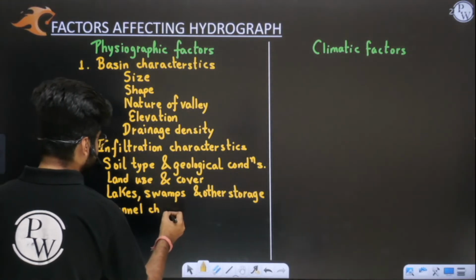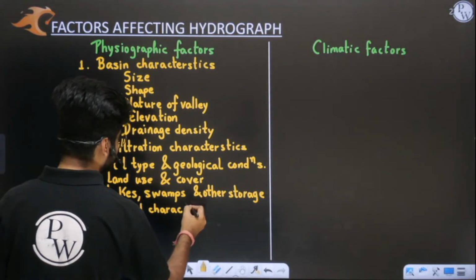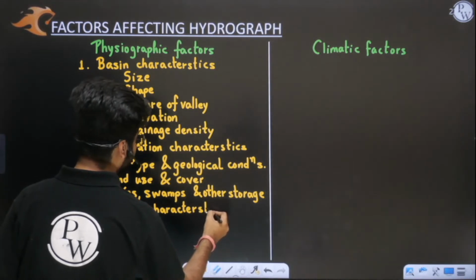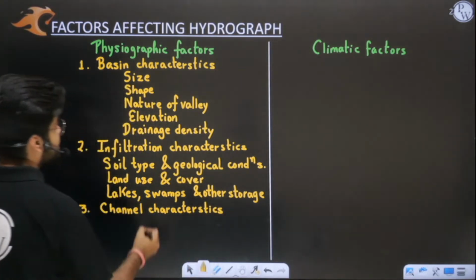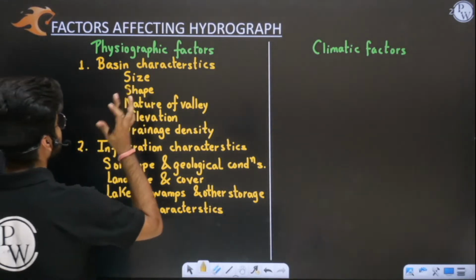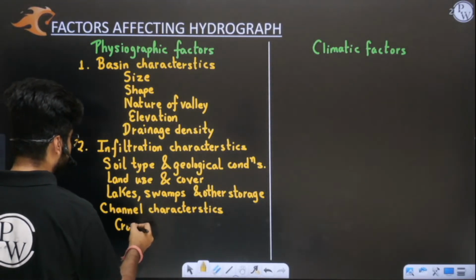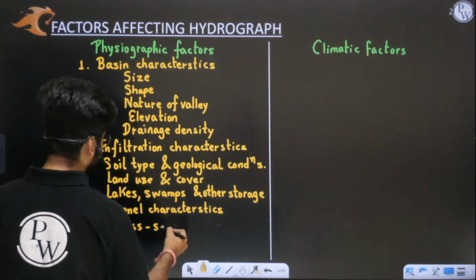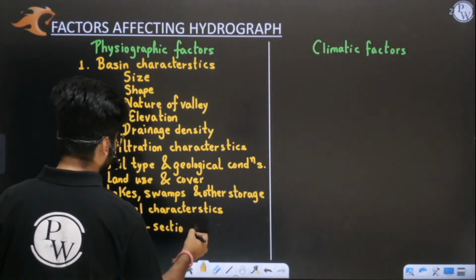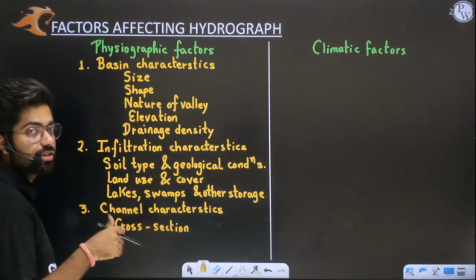Channel characteristics will also influence the shape of the hydrograph. Channel characteristics means what is the cross section of your river. See, cross section also influences the discharge.